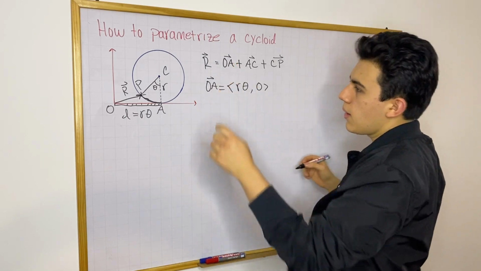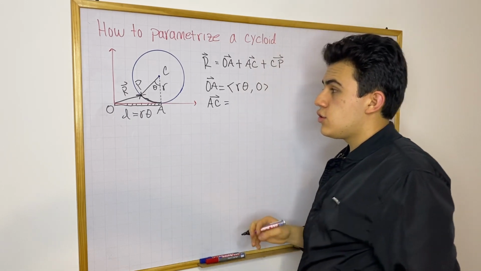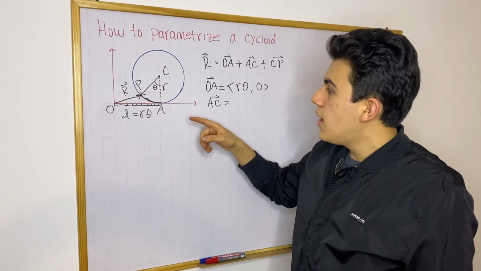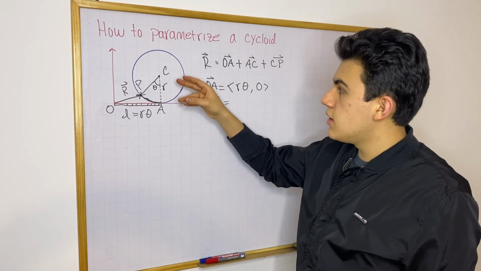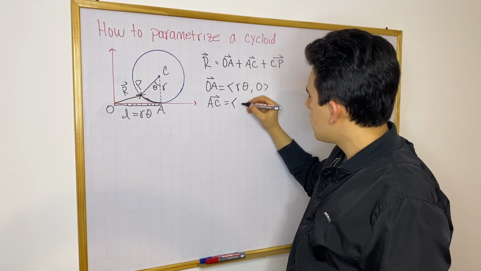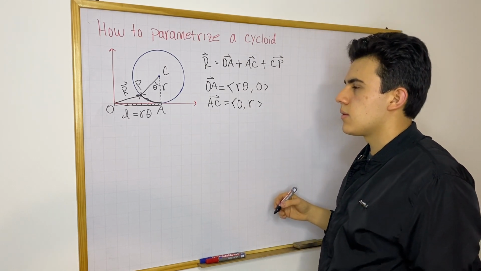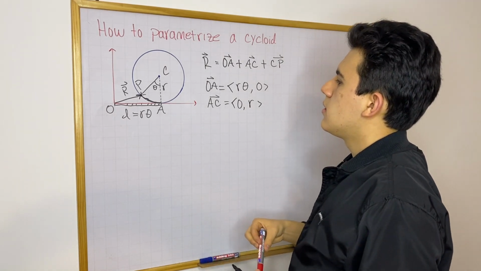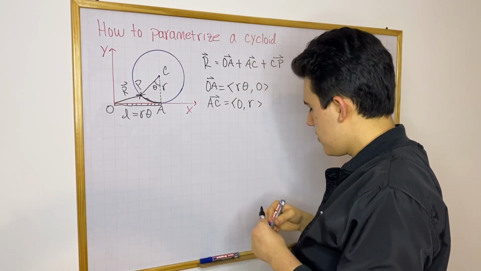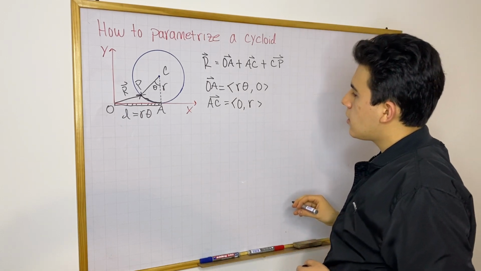Now we have OA. Now what about AC? AC is going to be really easy because it's just a constant vector. It's not going to change its direction as you change theta, and its magnitude is not going to change because this wheel is not getting any bigger. So this vector AC is just going to be 0 in the x component and r in the y component. I apologize, I should have labeled my axes: this should be x and this should be y. So AC is going to be (0, r). Those are the components.